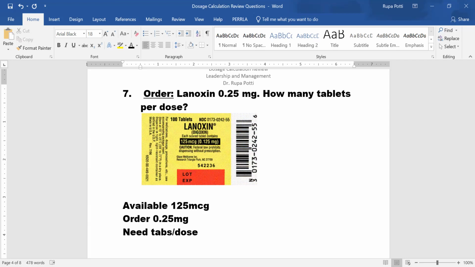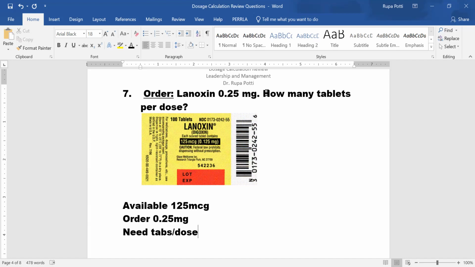So this is how I write down in the first place what it is that I need. This will really help me simplify what is there, and also help me remove the fluff, because sometimes your problem may say you are a nurse, and you have to give Lanoxin 0.25 milligrams, and you have a container of Lanoxin tablets, 100 tablets per container. So you'll have all those numbers put in.